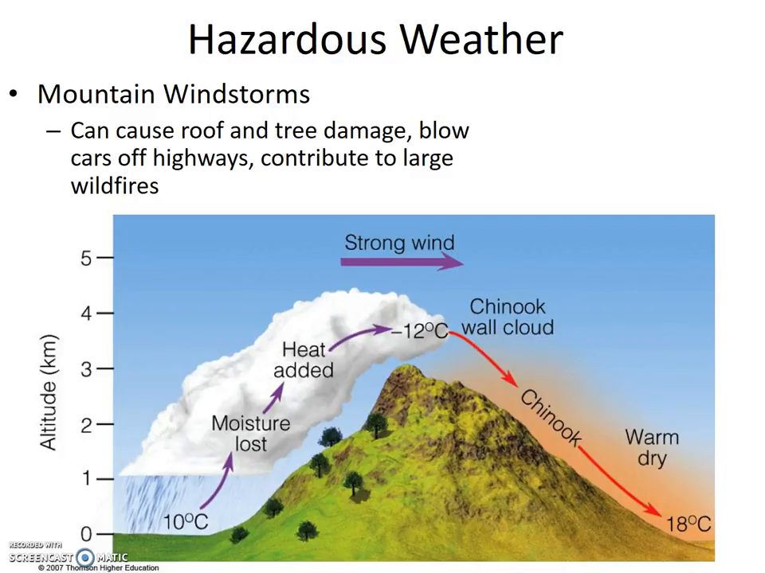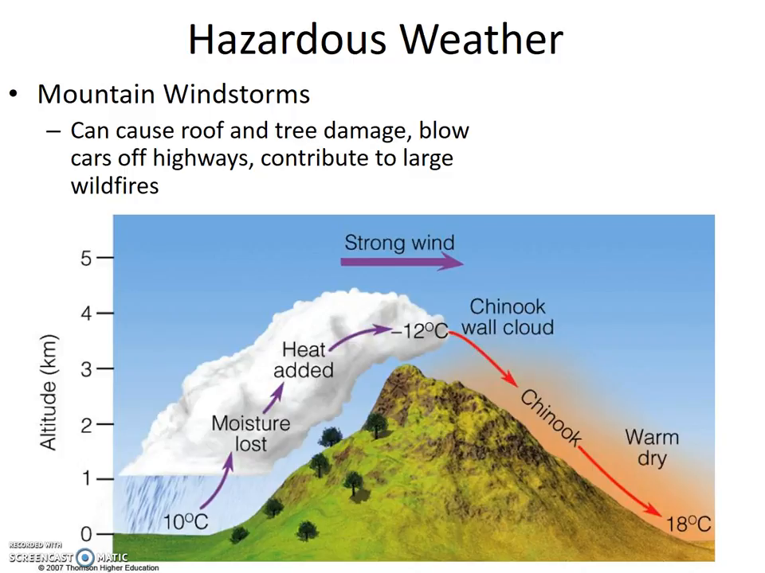The mechanism is shown in this cartoon, specifically for Chinook winds, but is very similar to other mountain windstorms. Cool, moist air is forced over a mountain. As it rises, it loses moisture through condensation and precipitation, which also heats the air through the latent heat of condensation. But it is still pretty cold as it reaches the top of the mountain.